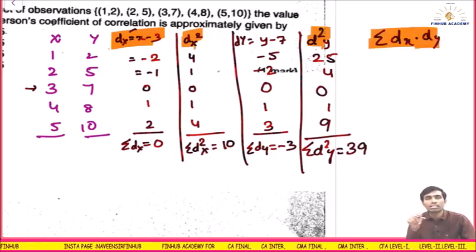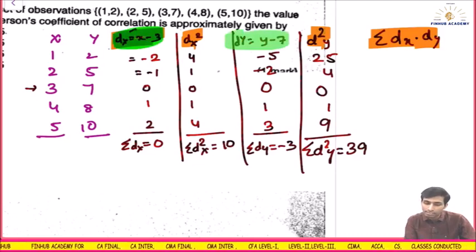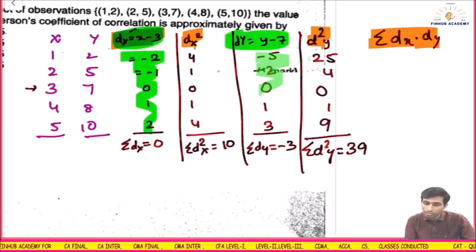Same, here also I am doing the same thing. Only I have taken a shortcut method so that the numbers are easy. I have to multiply this dx with dy, this green column. So multiply these two. So what will I get?